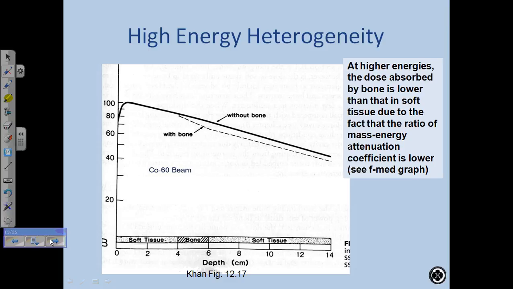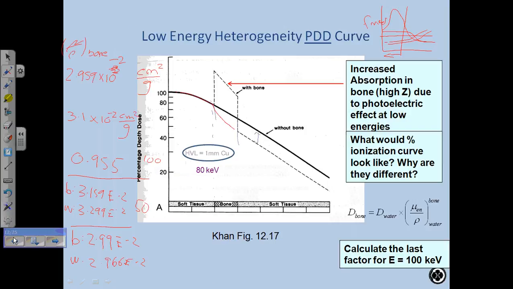All right, what about high energy heterogeneity? At higher energy, the dose absorbed by bone is lower than that in soft tissue due to the fact that the ratio of mass energy attenuation coefficient is lower. See the F med. Let me just go back one second here. At 80 keV, we should have gotten a big difference between mu en over rho, bone and water, because look at the ratio between this and this.